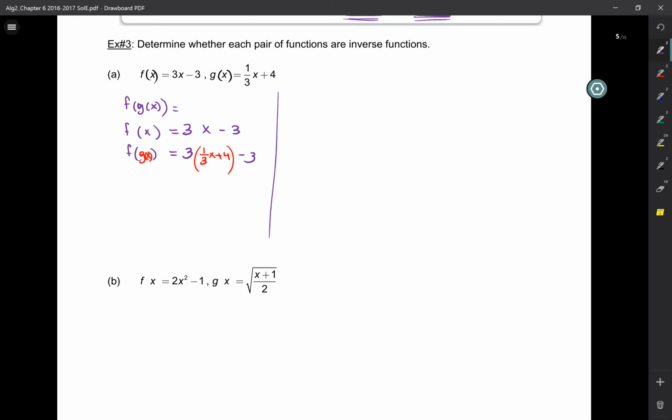All right? Now, let's distribute. This is going to be, what's 3 times 1/3? 1x plus 12 minus 3. How much is that? x plus 9, right? Is that the same as just x? Is x plus 9 the same as just x? No. That means this already failed the test. So I just say, nope, not inverses.